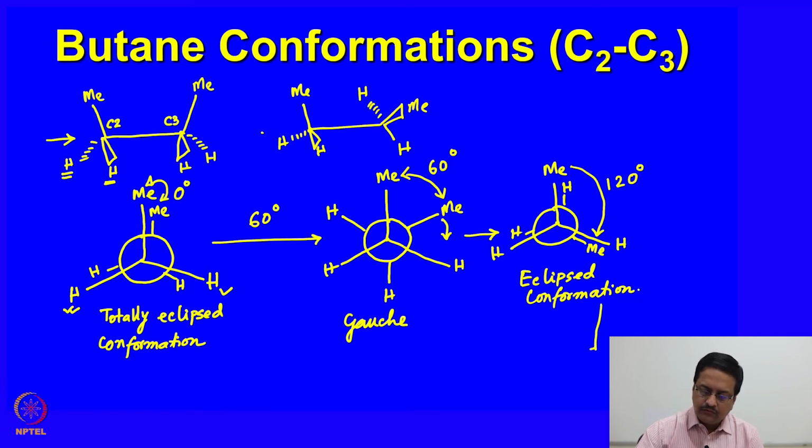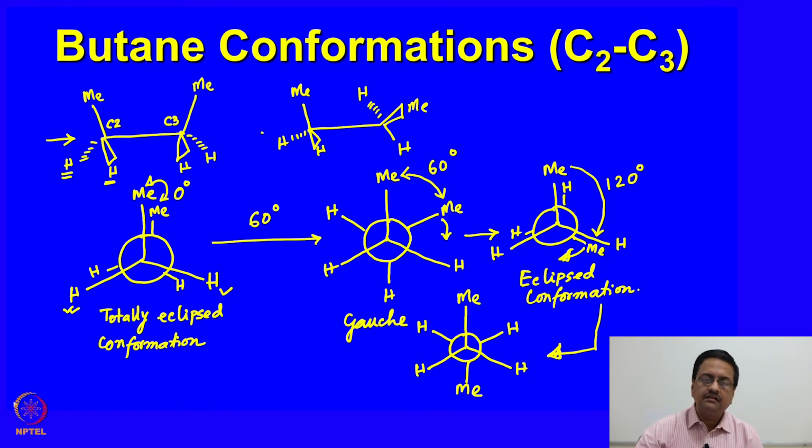The fourth one that one can think of is by rotating this methyl group by another 60 degree, and you can draw the conformation like this. This particular conformation is called the anti-conformer, where the angle between the two methyl groups is 180 degree.